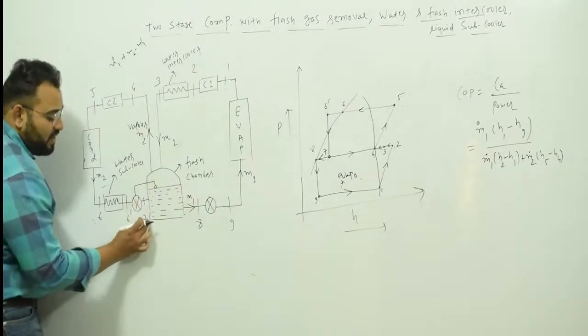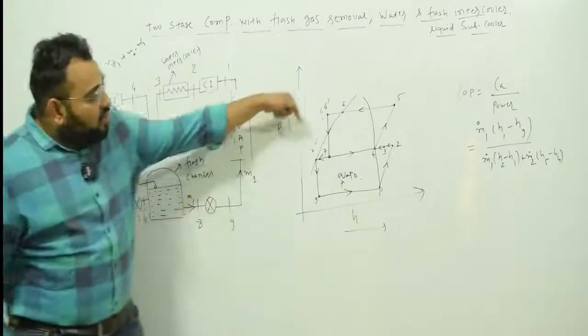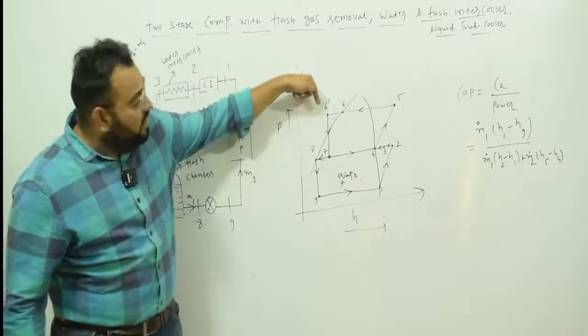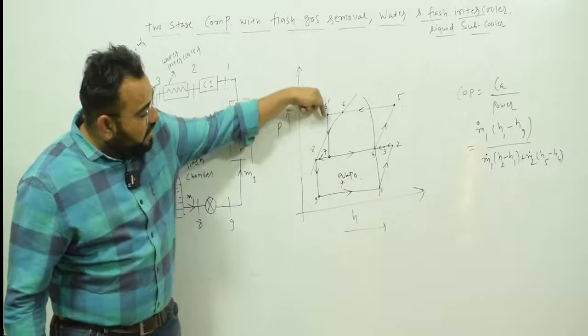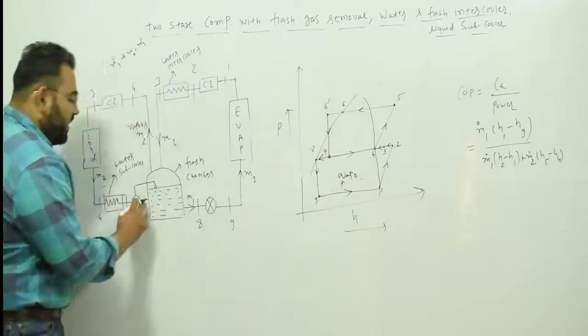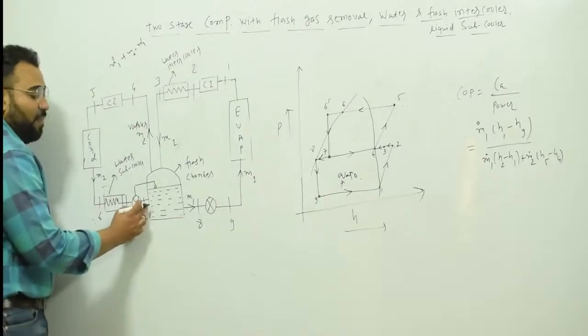That's why between 6 dash and 7 there is one expansion valve. So from 6 dash to 7 expansion will happen, throttling will happen. We know that throttling is a constant enthalpy process. So it will be a vertical line downward like this, and at point 7 you are now at intermediate pressure. And what will happen?